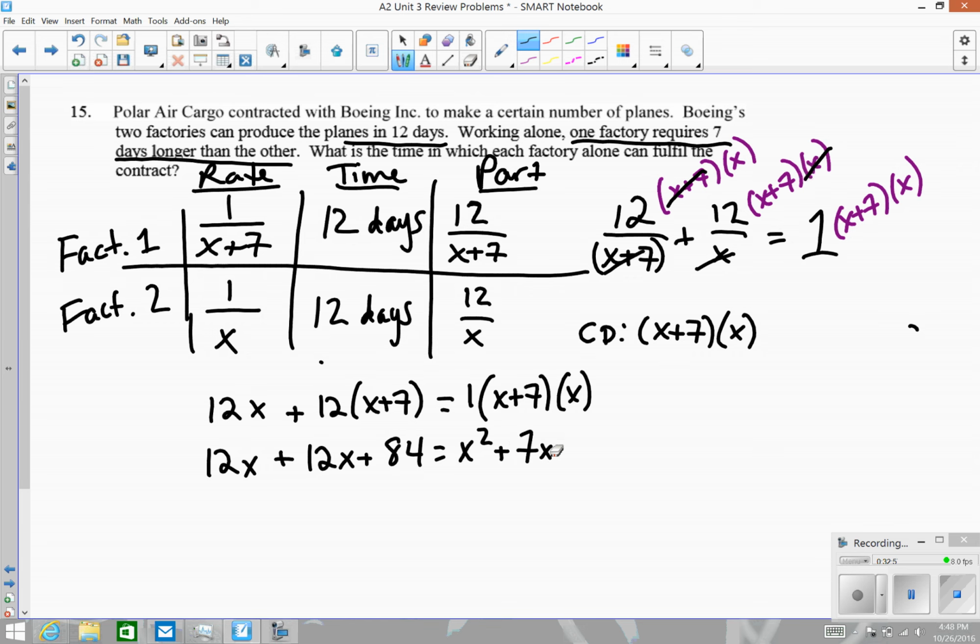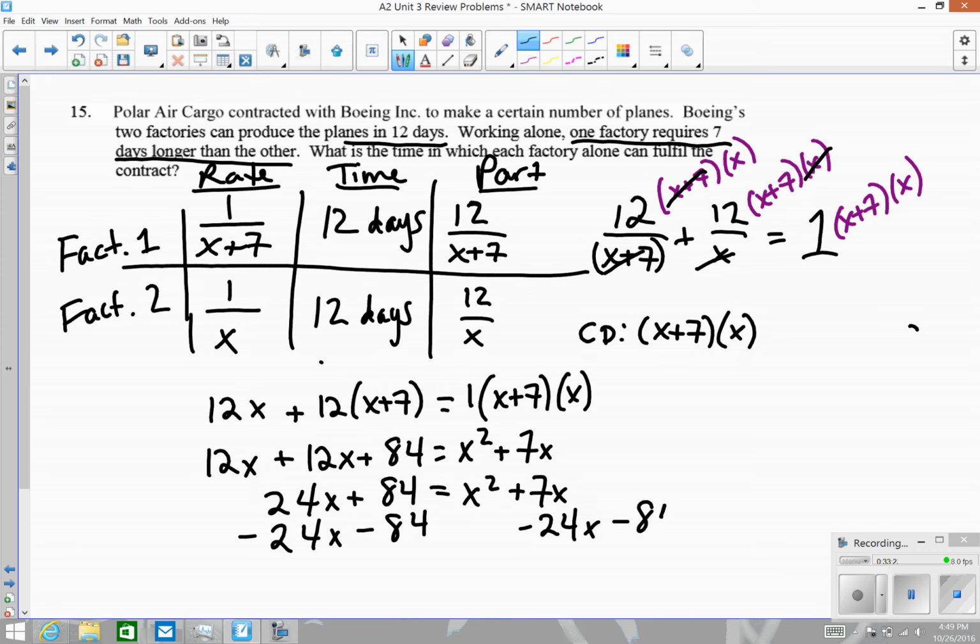Looks like I've got a quadratic equation again, so I need to get everything on the same side of my equal sign. I'll just combine my like terms here first, and then move everything over to the side where I have a positive x squared. So I'm going to subtract 24x from both sides, and I'm going to subtract an 84 from both sides, and I'll get 0 equals x squared minus 17x minus 84.